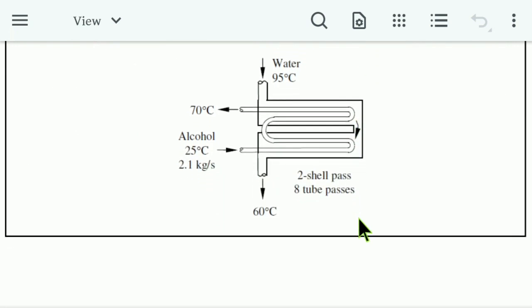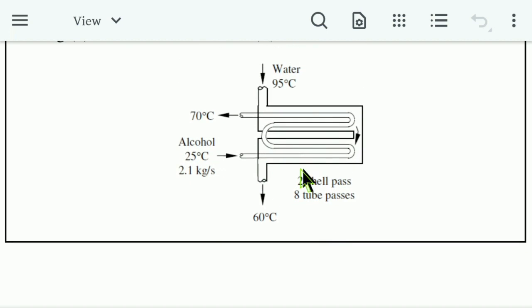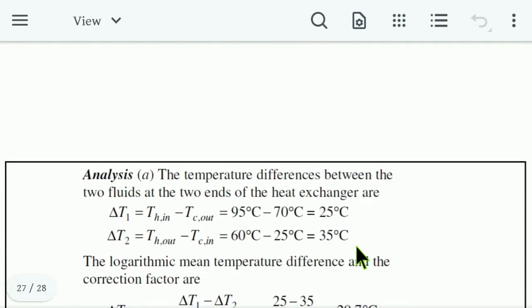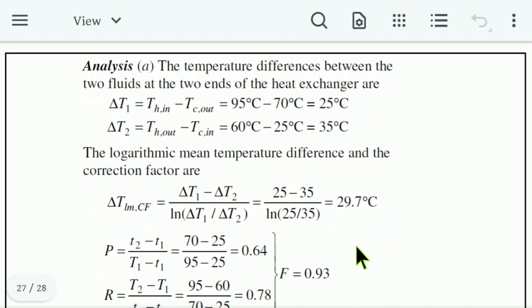So this is the figure of this problem having all this information. Water enters at 95 degrees Celsius and leaves at 60 degrees Celsius, and alcohol enters at 25 degrees Celsius, 2.1 kilogram per second, and leaves at 70 degrees Celsius. And this is a two shell pass, one shell and other shell, two shell pass and 8 tube passes. So this is a two shell pass and 8 tube passes heat exchanger. So there is the solution analysis.